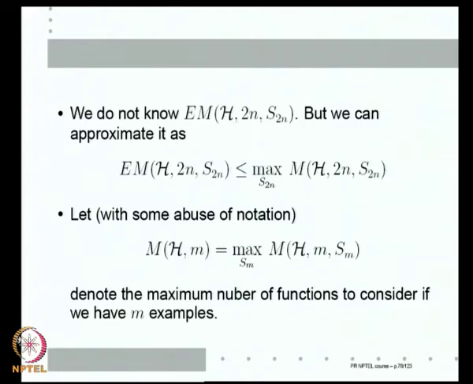Okay. So, this denotes the maximum number of functions to consider if we have m examples, right. So, with one specific m sample, there may be some number of maximum functions to consider. With another specific m sample, there might be some other number of functions that we need to consider, to take the supremum. We are saying over all possible m tuples of examples we could draw, what is the maximum number of distinguishable functions? That is what this is. We can certainly bound this above by that. So, that is what we call m of H, m.